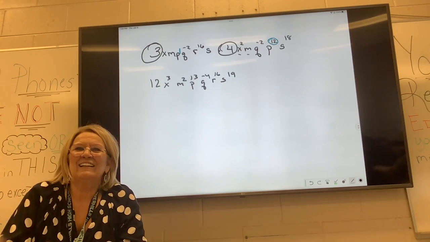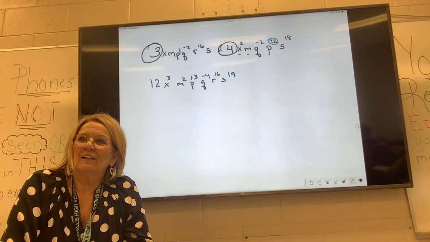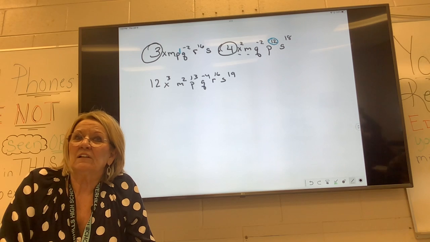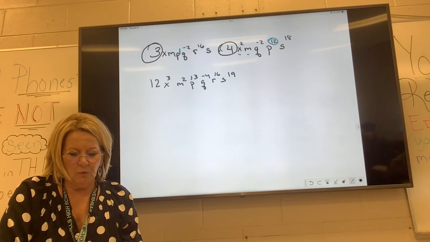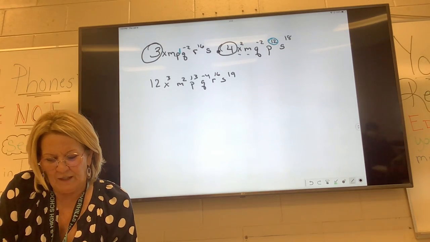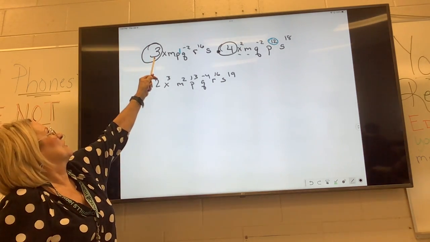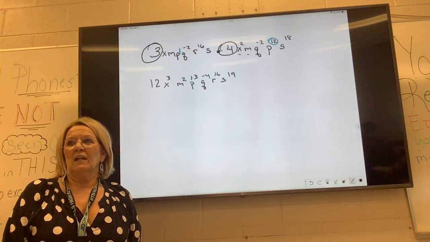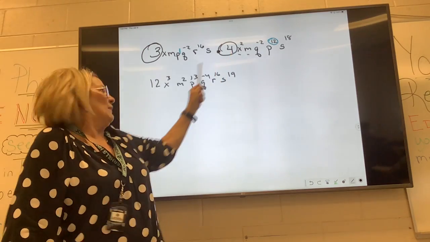You understood that? Who said no? Okay, so you don't understand any of it? It's really simple. I got you. So you know we're multiplying because of this right here, right? And you know the difference in a coefficient versus an exponent. So since we're multiplying the two coefficients, that's how I got 12.